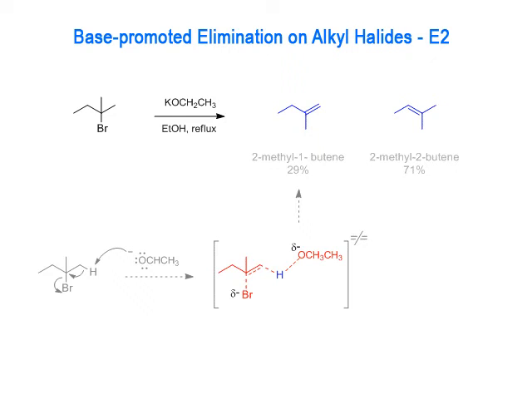And this overall process results in the formation of the pi bond, in this particular case with deprotonation on the right-hand side, to give the 2-methyl-1-butene, which is the minor product because it is only disubstituted. Alternatively, deprotonation on the left-hand side will produce the major product, in this case 2-methyl-2-butene, which is trisubstituted.